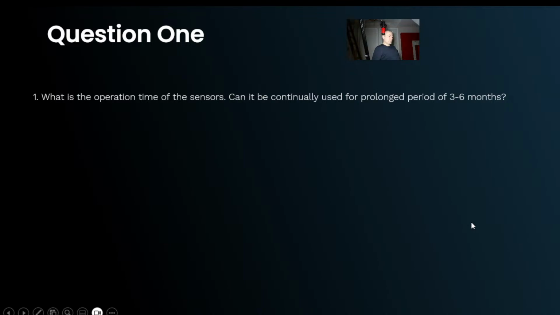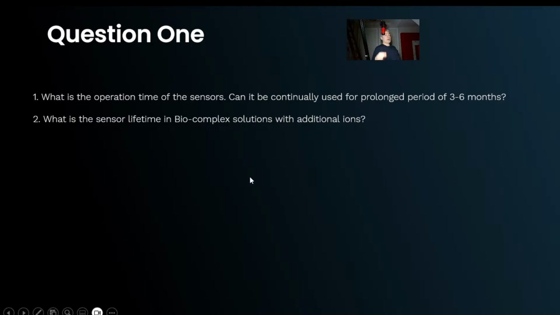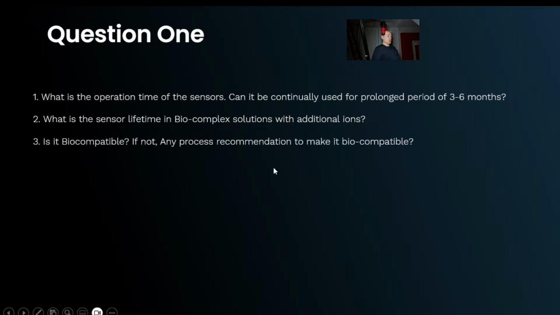Now question number 1 here is, what's the operational time of the sensors? Can it be continuously used for prolonged periods, for 6 months? The web store exists with lots of data, and I'll get to question number 1. I call this 1.1, and I will answer this. What is the sensor's lifetime in biocomplex solutions? With additional, I call that 1.2, I do answer that.